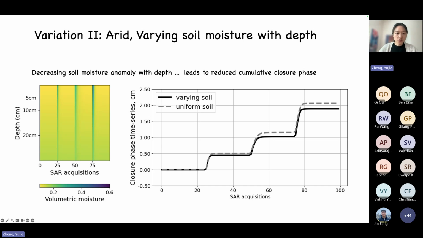So comparing to the uniform case, we find that the cumulative closure phase is reduced, which is very much expected because we know that the closure phase time series is the integrated response from all the layers at depths, and now we have reduced the contributions from the deeper layers. Therefore, we see a reduced overall response as well.